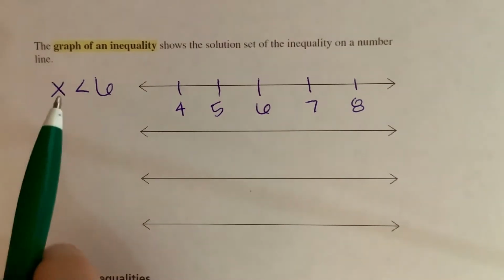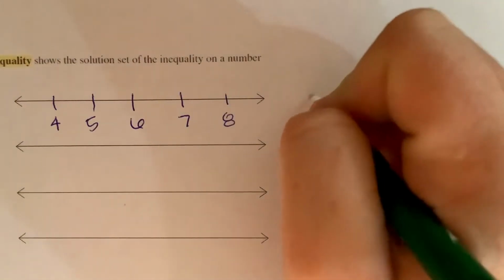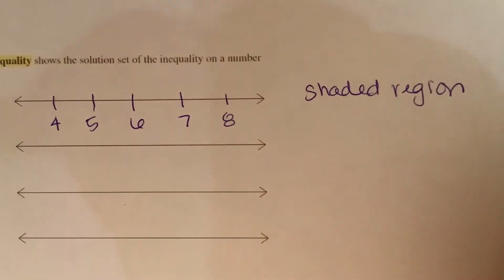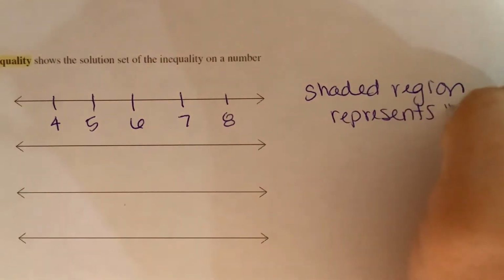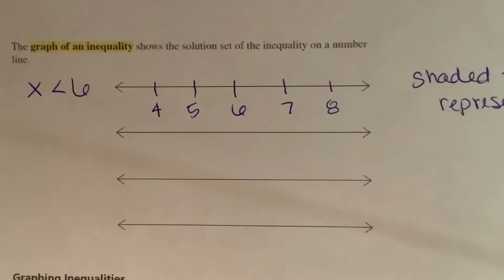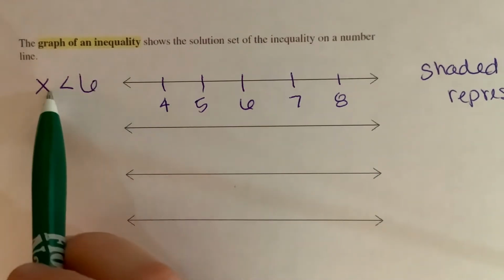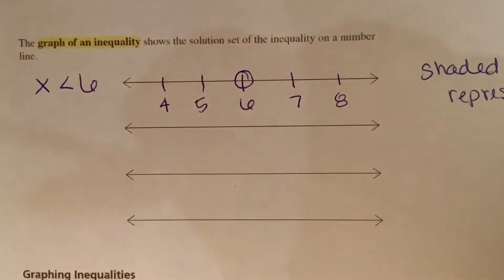So here, whatever x can be, we're going to represent with a shaded region. So I'm going to put that over here to the side. Shaded region represents x. Okay, whatever is shaded on our number line shows all the numbers that x could be to make this a true statement right here. Okay, so since we're talking about the 6 here, x is less than the number 6, I'm going to put a bubble, a circle on the number 6.